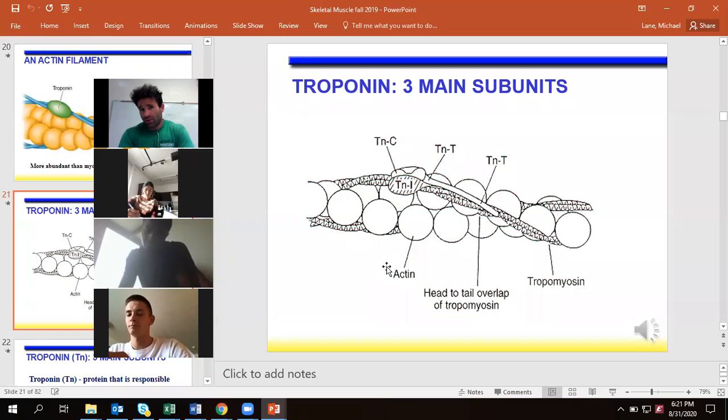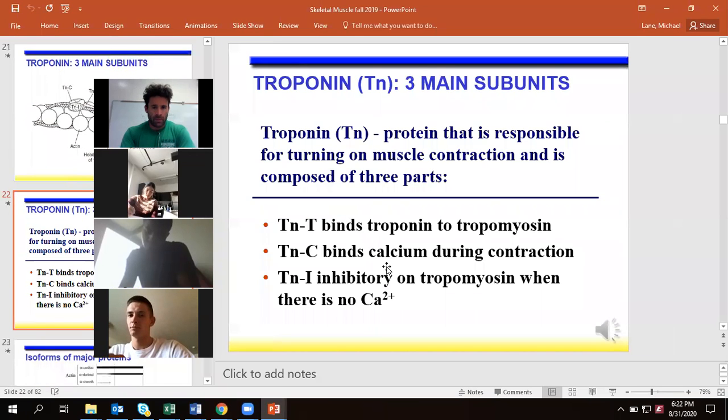Now, troponin itself actually has 3 subunits. Troponin C, which is where calcium binds, troponin I, where it interfaces with actin, and that's essentially the central unit, and then troponin T, which is where it actually is going to bind to tropomyosin, which in turn is going to cause it to be moved once we have calcium binding to it.